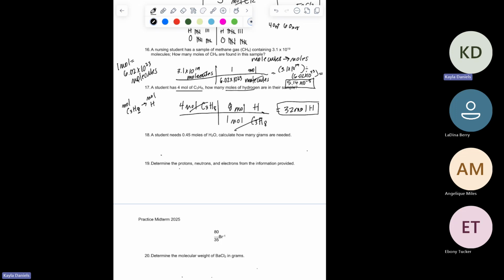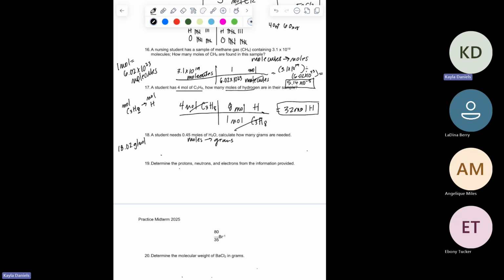Okay, I'm going to keep going. 18, looks like we're going from moles to grams. We've already done this, it's just another practice here. To go from moles to grams and vice versa, we need the molar mass. The molar mass of water, or H2O, is 18.02 grams per mole.